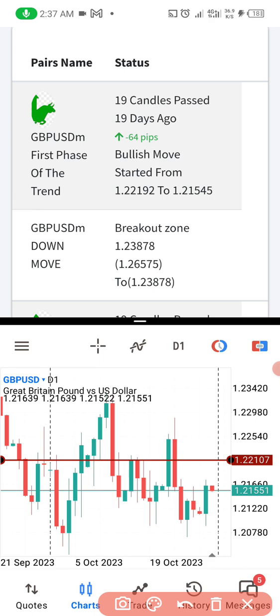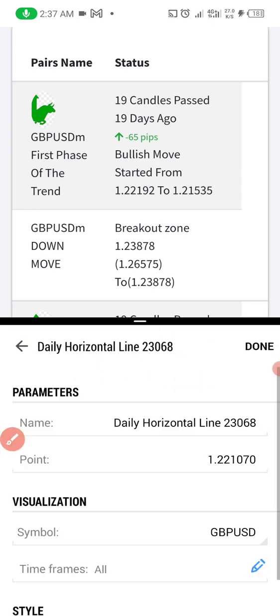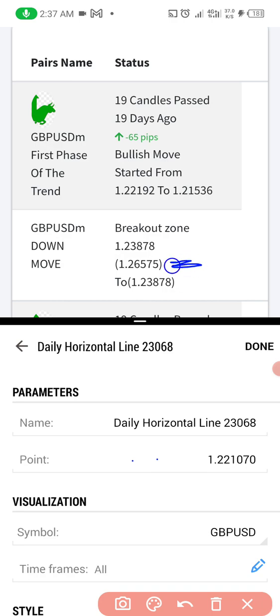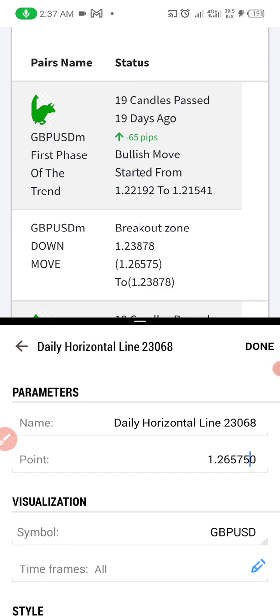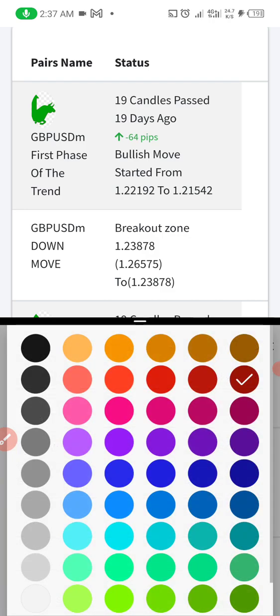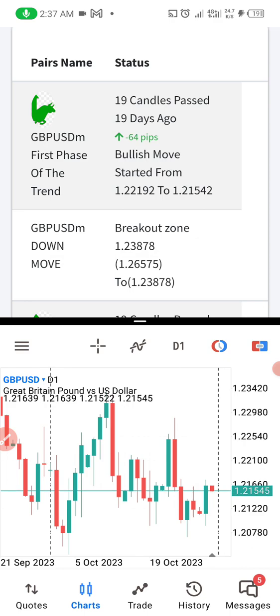Now, as you can see, I've drawn my horizontal line. This is my horizontal line. I can easily come here and edit it and add this direction, this breakout zone where it started from, and this is the current breakout zone. So I'm going to add this. 126.575. I've added the first one. Let me use green, or let me use blue. Okay, done. Where is it?